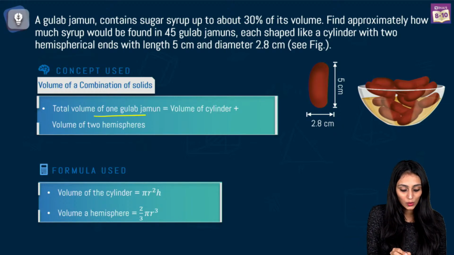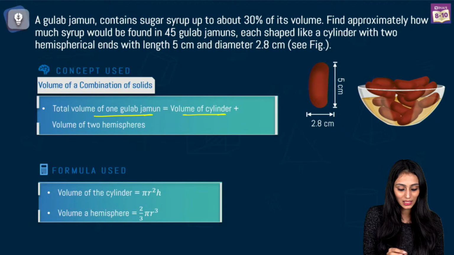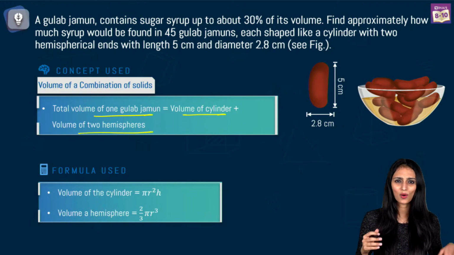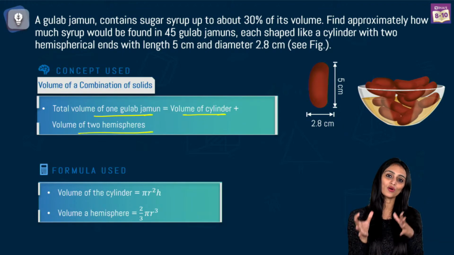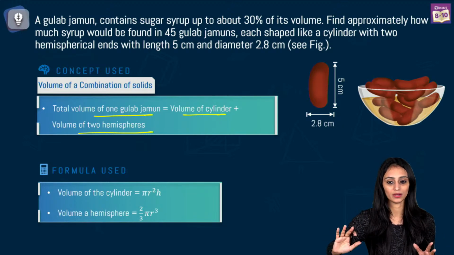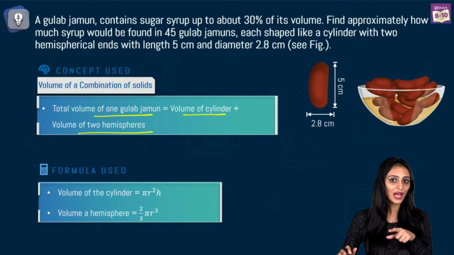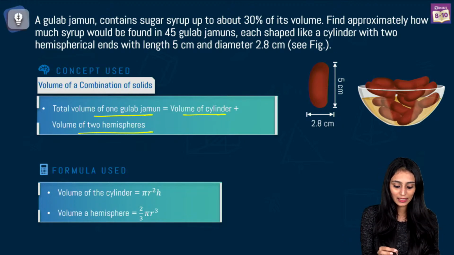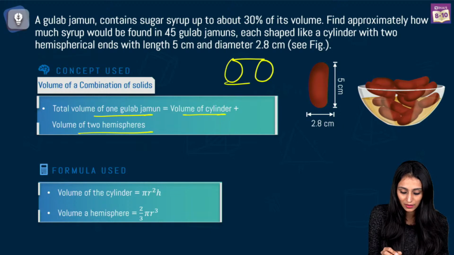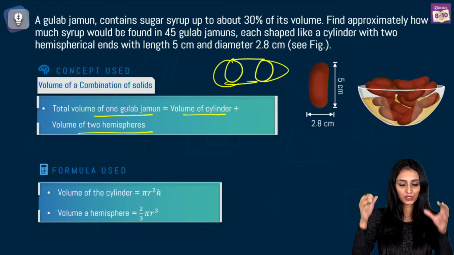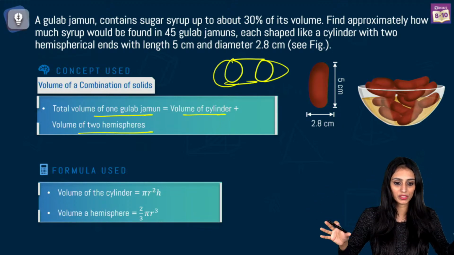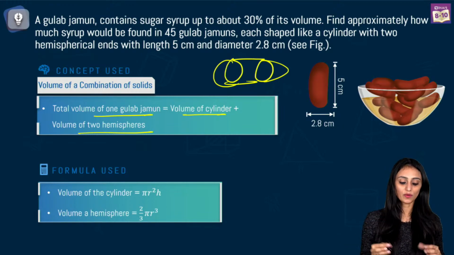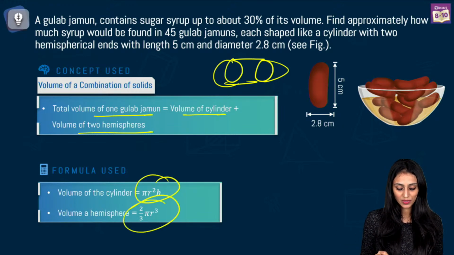So, total volume of one gulab jamun is basically volume of one cylinder plus volume of two hemispheres, right? See, when it comes to the question of volumes, they are very simple, they are straightforward. The only confusion you will have is in the questions of areas. So, we will simply take this gulab jamun as a cylindrical part and the two hemispherical parts. So, volume of cylinder plus volume of two hemispheres. Simple one. Volume of cylinder is pi r square h, volume of a hemisphere is 2 by 3 pi r cube.